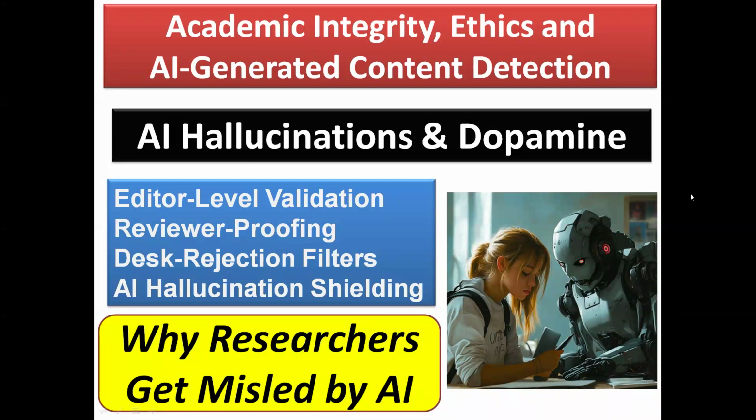So first of all, we should be clear about these two terms, and you also might have heard about them: AI hallucination and dopamine. AI hallucination means whatever content we are generating from AI, whether it is safe or not, and how much we should rely on that particular content.